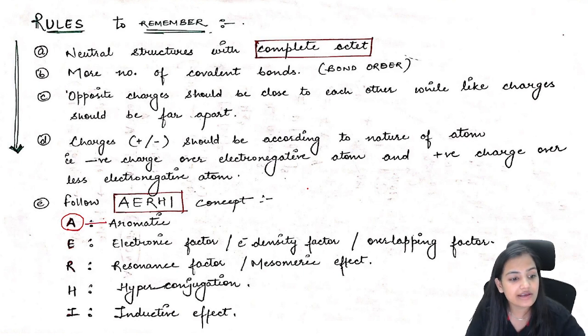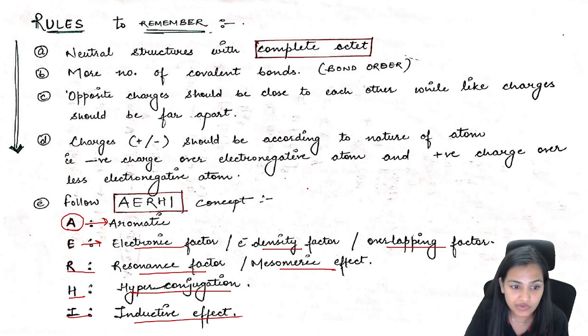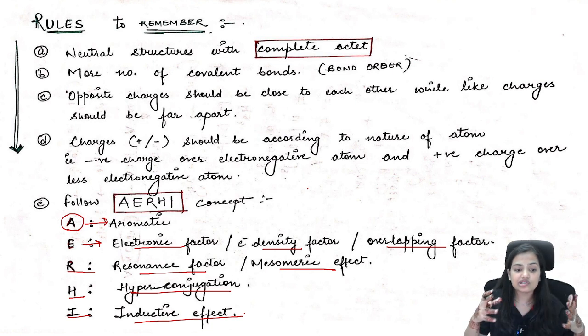So A is for aromatic, E is for the electronic factor or the electron density factor or the overlapping factor, R is for the resonance factor, that is the mesomeric factor you can consider. H is for the hyperconjugation and I is for the inductive effect. So this is point number 5. If we follow this concept, what does this mean? This means that if any of the structures is aromatic, it has to be more stable.